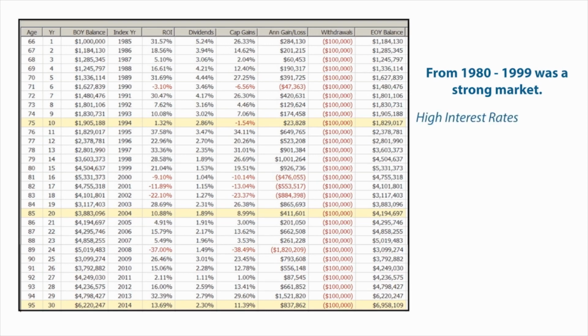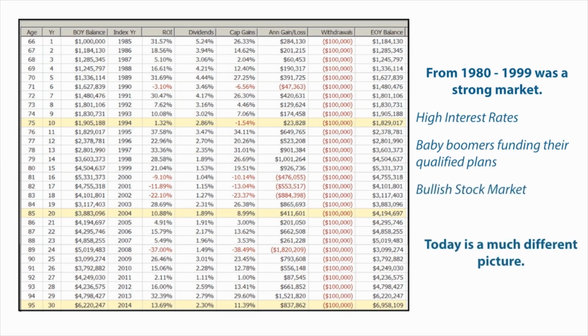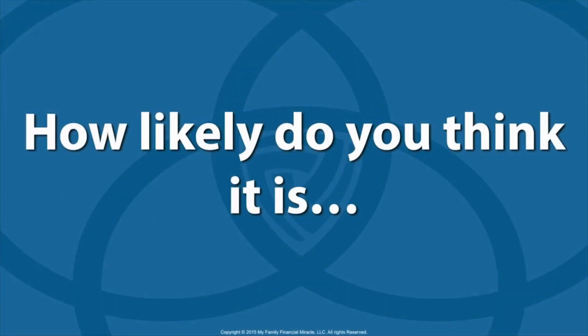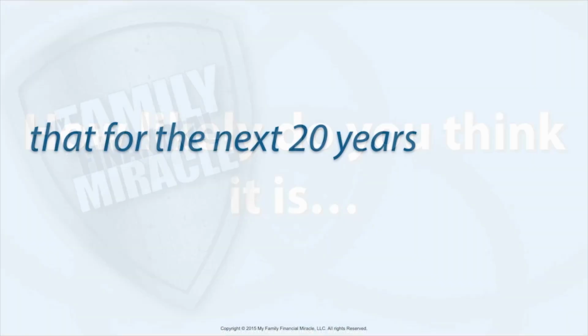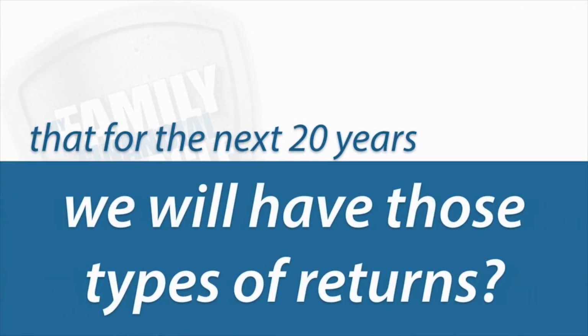We had high interest rates, along with the baby boomers stuffing loads of cash into their qualified plans, trying to save enough money for retirement, which drove the stock market up. Today, we have low interest rates, so we can't live on our interest. And there has only been one market correction in the past 15 years. How likely do you think it is that for the next 20 years, we'll have those types of returns while the baby boomers are moving from saving money in their retirement account to consuming their nest egg?